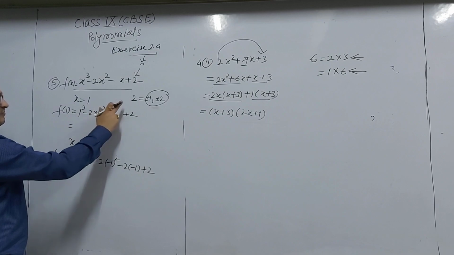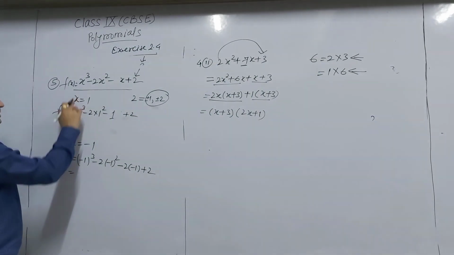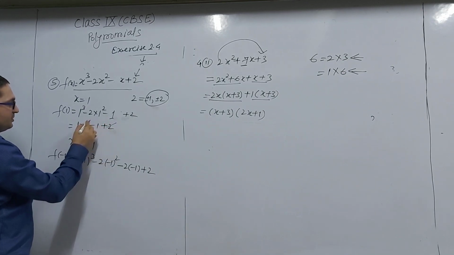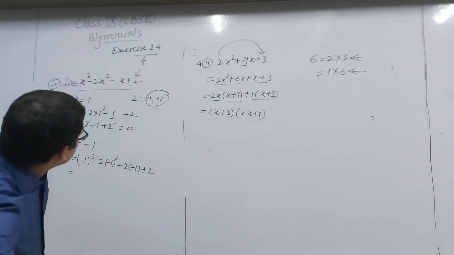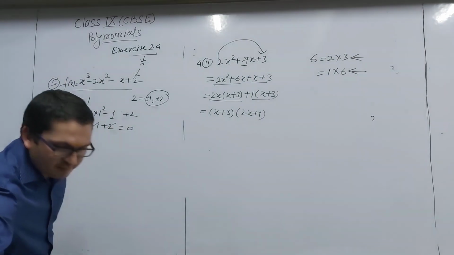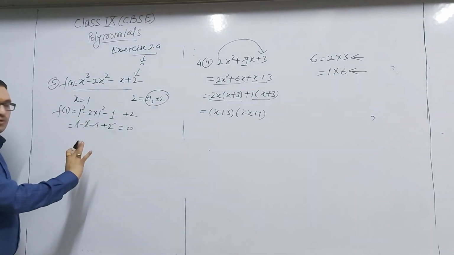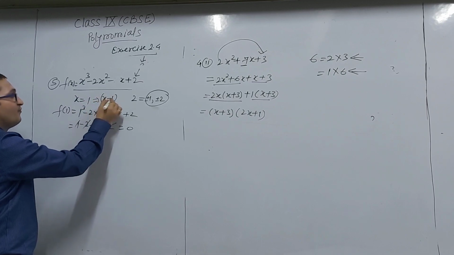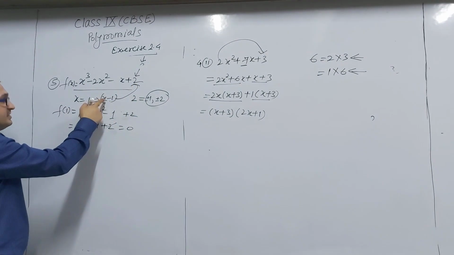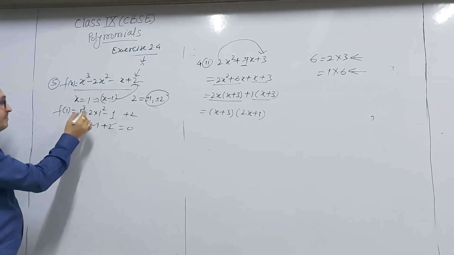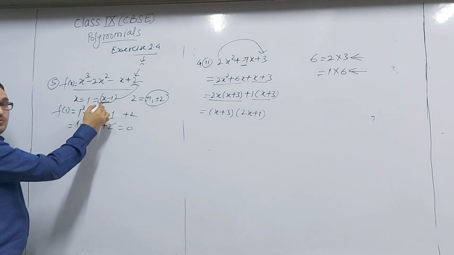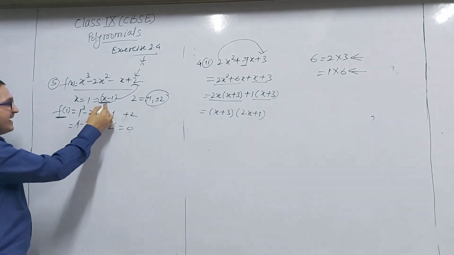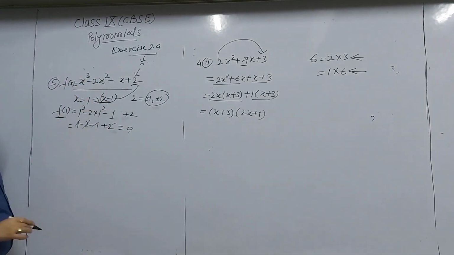Let me check for the value of x equal to 1, whether it's 0 or not. So 1 cube, 1 minus 2, this is minus 1, minus 2 is minus 1, plus 2. I think this is 0, right? So for the value of x equal to 1, this whole polynomial equals 0. This implies that x minus 1 is a factor of this polynomial. The reason is that this is the divisor, and the zero of this divisor is 1. I am finding the remainder over here. What is the remainder we are getting? 0. It means x minus 1 is a factor of the given polynomial.